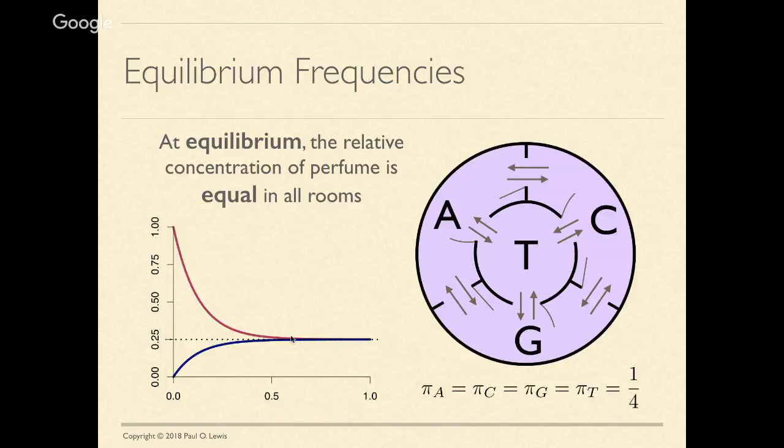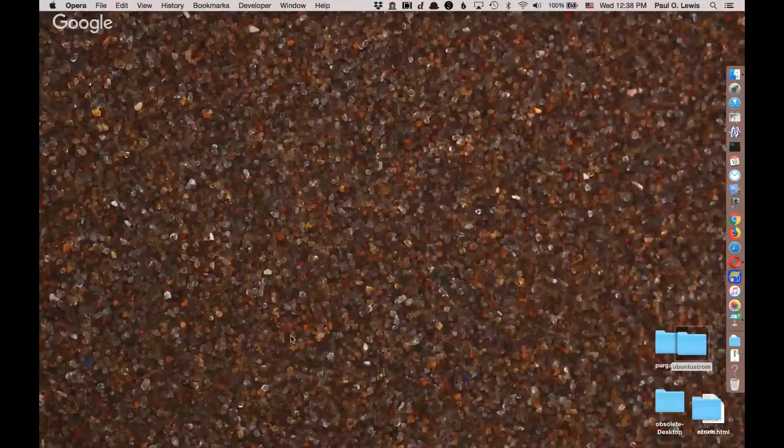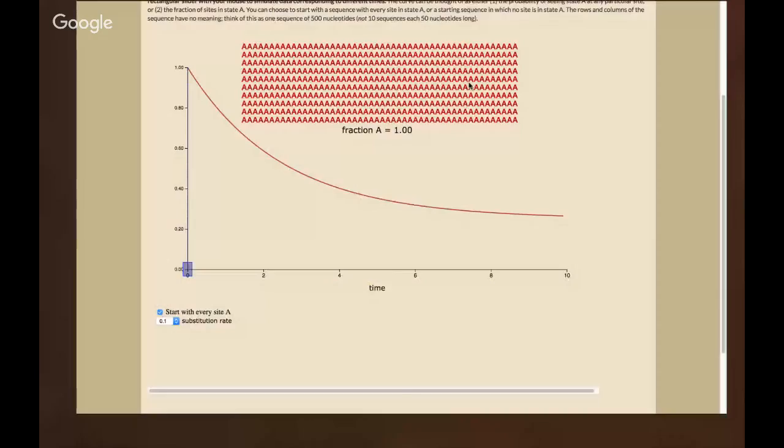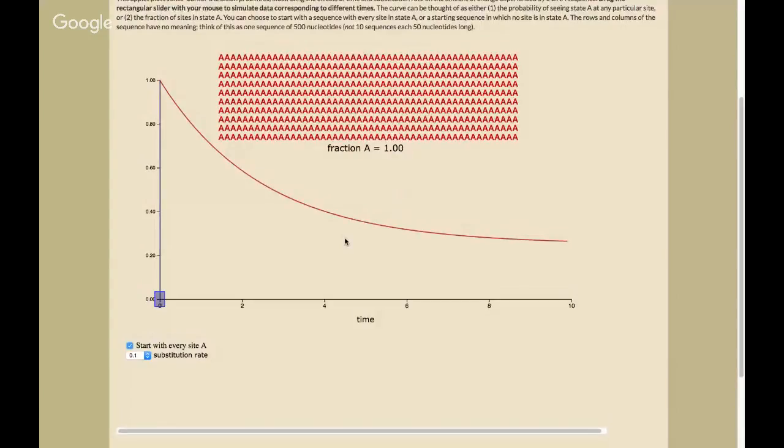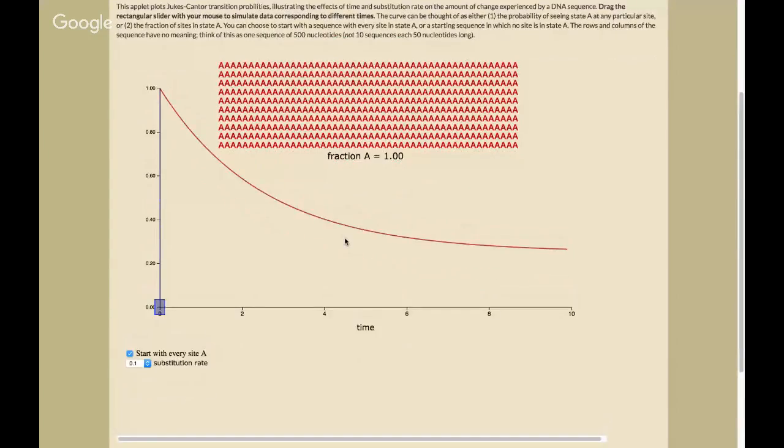The same thing happens with sequences. So I'm going to try to flip to a little app that illustrates what happens to sequences. The URL for this app is on my slides, which we'll post afterwards, so you can try it yourself. What I've got here is a sequence that consists of all A's, and what I'm going to do is move the slider, and that's going to represent time elapsing.